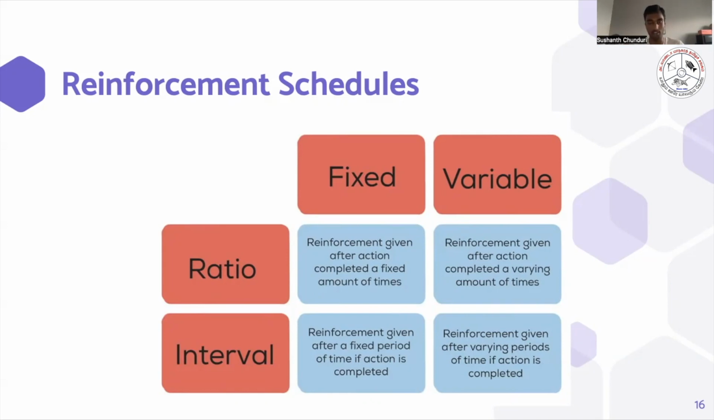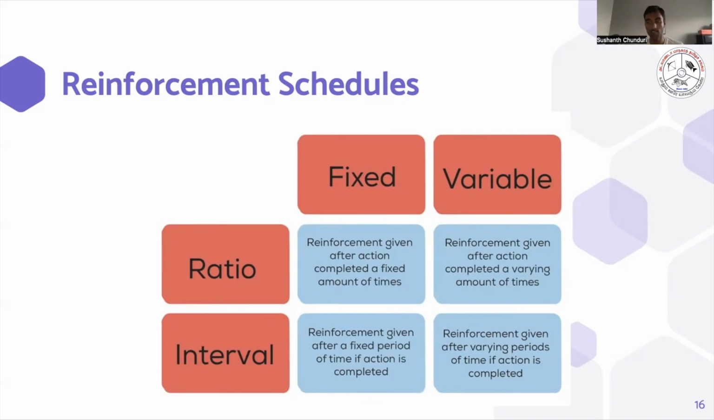Sometimes I take out the trash 3 times, and then I'm given $5. And sometimes I have to take out the trash 10 times, and I'm given $5. So, it's varying. Fixed intervals is the amount of time in a time period.